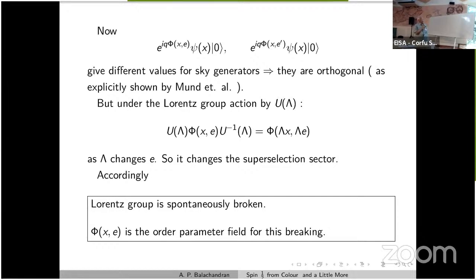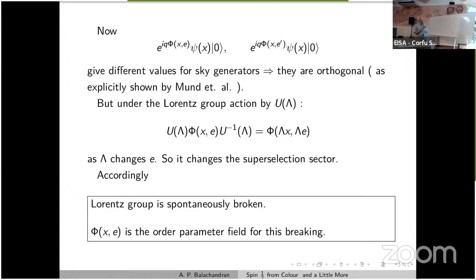No local observable can change from one sector to the other. They're simply orthogonal, but E has a whole continuous infinity of values. So you have a continuous infinity of superselection sectors, and they are all orthogonal. And if you try to take a direct integral over E, which you can do, then you immediately get non-separable Hilbert spaces, at least I don't know how to handle this. That's what you end up with.